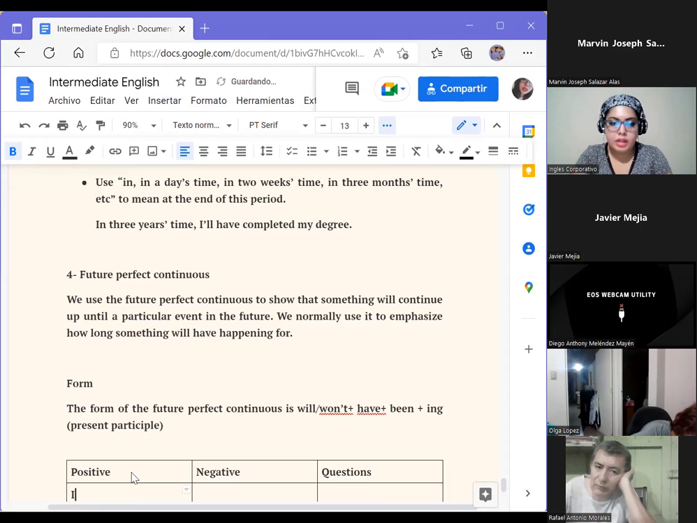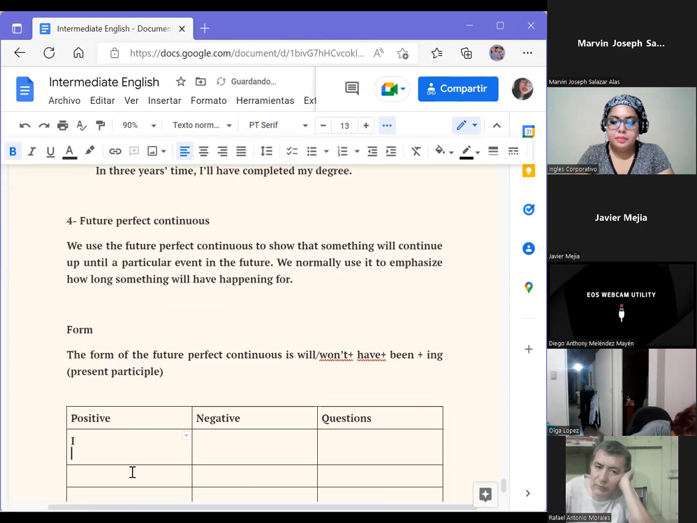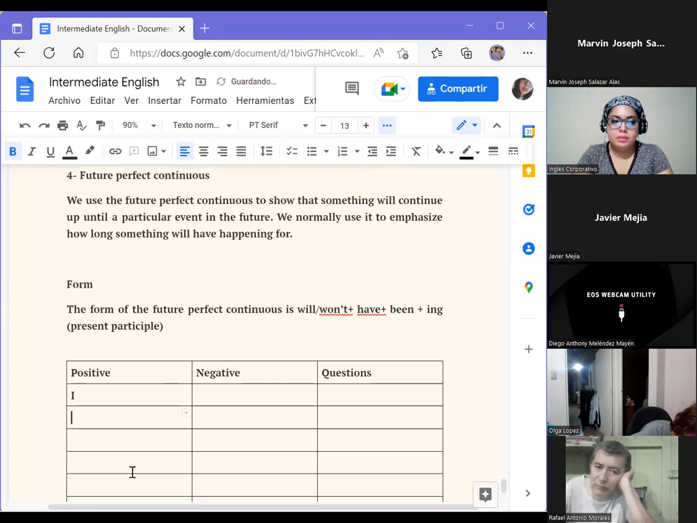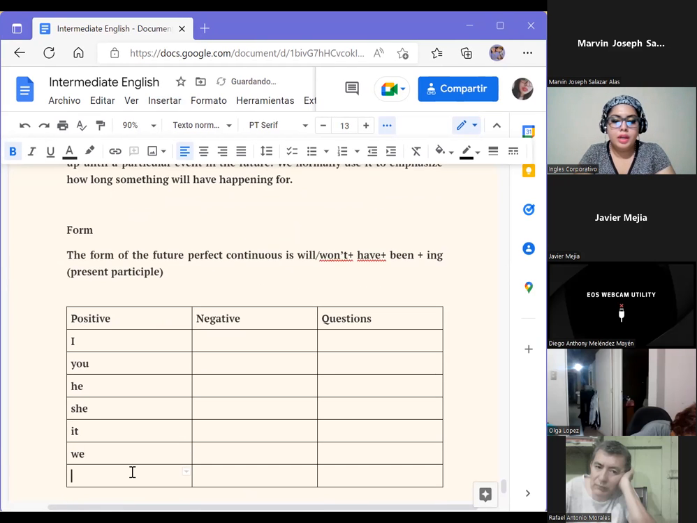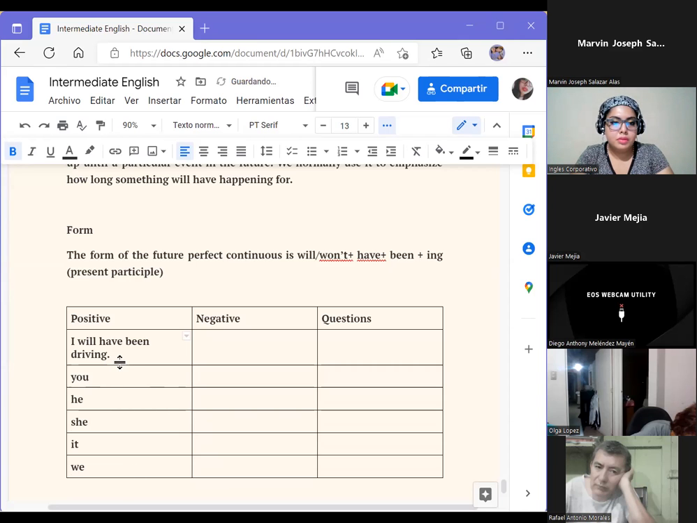And we have here again, I, she, we and they. Next, we are going to use will. Then we are going to use have been. And at the end, we are going to use the ing form of the verb, and we are using drive. So in this case, we are going to write driving. And you know that for all of the subjects, it is the same.